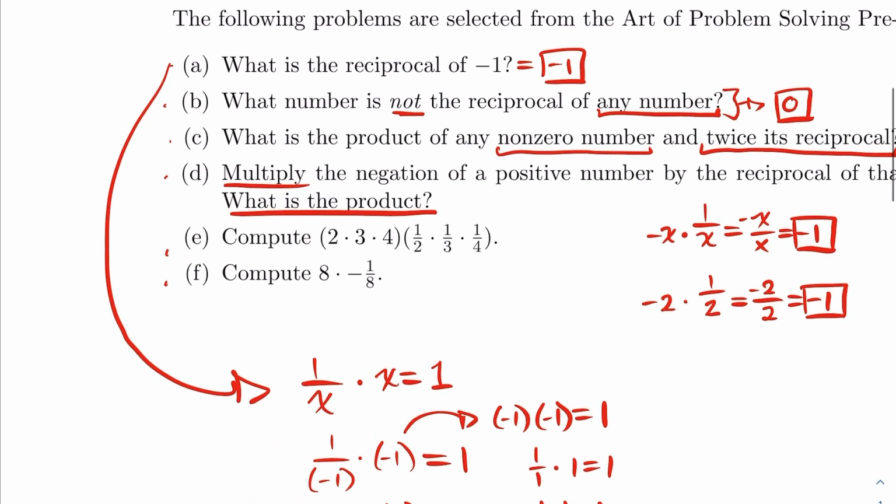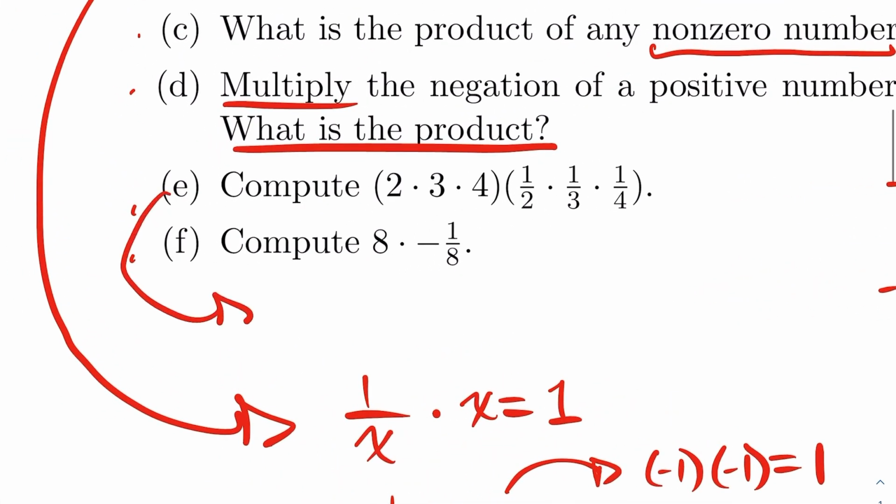Now we go on to problem E. Compute 2 times 3 times 4 times 1 over 2 times 1 over 3 times 1 over 4. We could do 2 times 3 times 4, which would be 6 times 4, which is 24. Then multiply all of these: 1 over 2 times 1 over 3 is 1 over 6, and so we get 1 over 24.